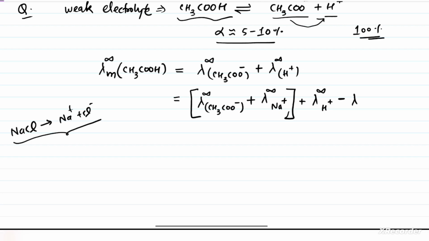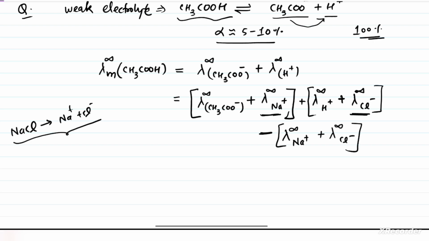It will be λm∞ of Cl⁻ in the second bracket. Then in the third one we can subtract NaCl, because we have added Na⁺ and we have added Cl⁻, so altogether we subtract NaCl. So we are adding Na⁺ and Cl⁻, and now we are subtracting Na⁺ and Cl⁻. So I will write λ∞ of Na⁺ plus λ∞ of Cl⁻. Basically, we have added Na⁺, we have added Cl⁻, and at the same time we are subtracting Na⁺ and Cl⁻, and that means there is no change in the equation.